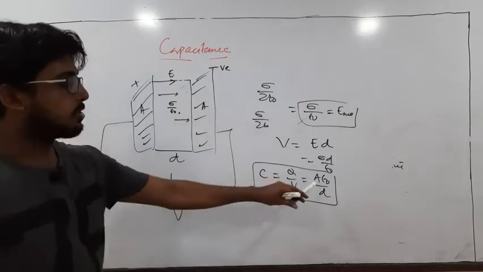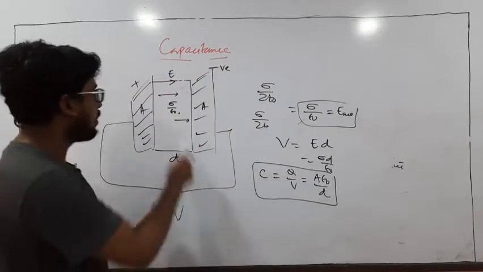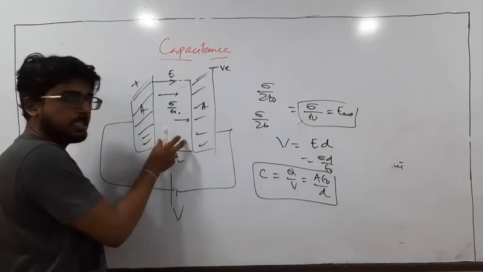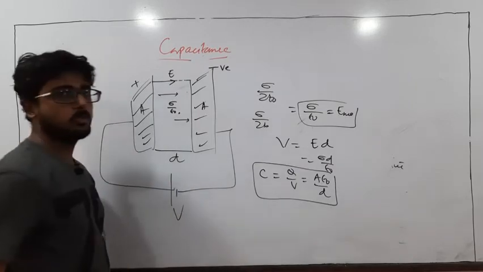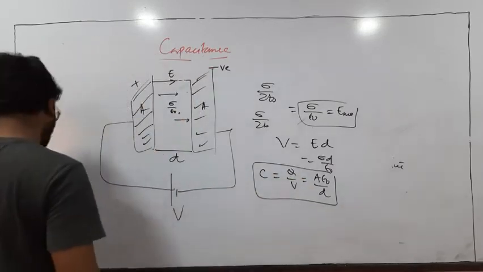Okay, where A is the surface area, epsilon naught is the permittivity of the region or the space between the plates, and D is the separation between the plates. So this will be what? The capacitance of a parallel plate capacitor.